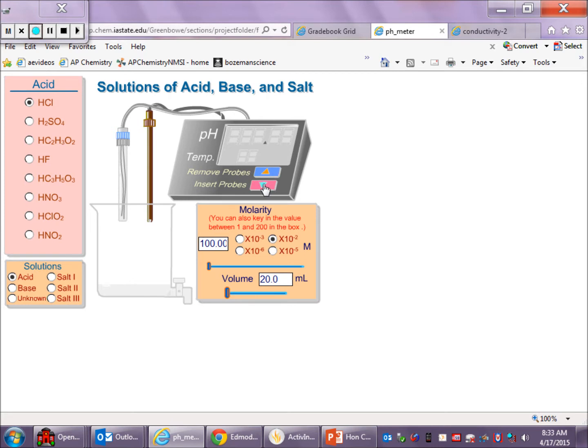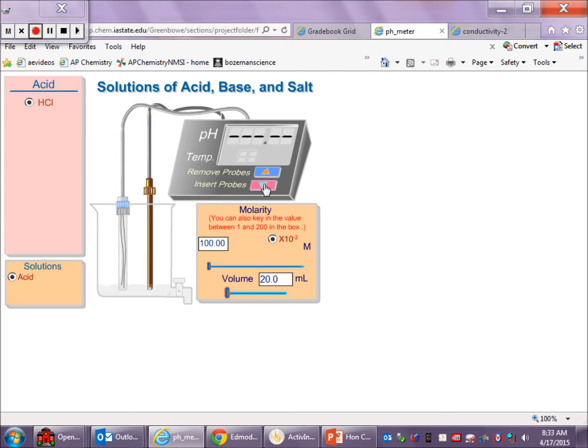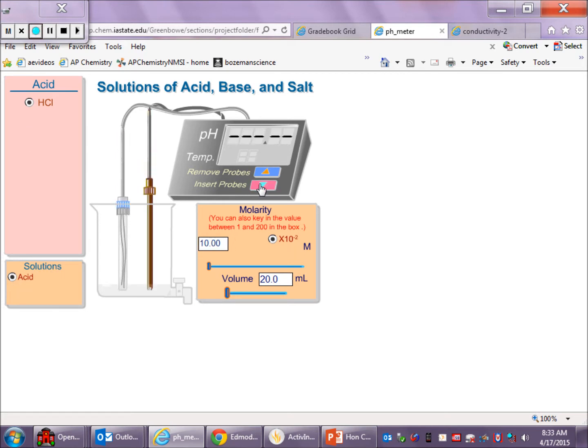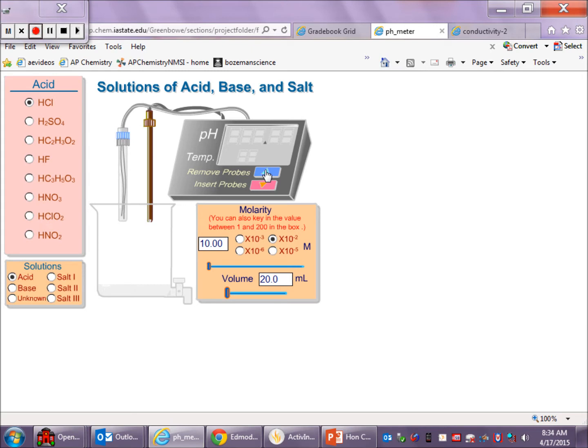And I insert my pH probes in the hydrochloric acid and measure the pH. The pH is 0. Remove the probes. Now I'm going to dilute my hydrochloric acid. Instead of 1 molar, I will put 0.1 molar. I'm diluting it. So this is 10 times 10 to the negative 2, which is the same thing as 0.1. And I insert my probe and I see the pH is 0.99. I'm going to dilute this acid again.